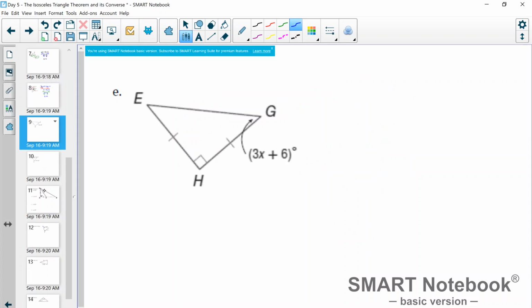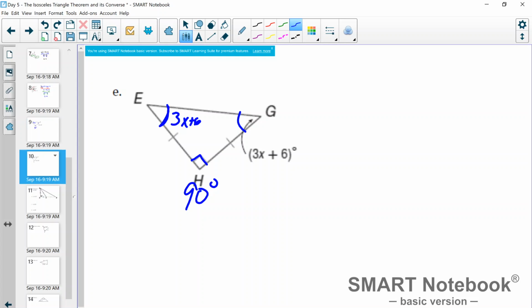And we can keep going through. It's going to be the same thing. Here we have two sides are the same, so this angle and that angle are the same, meaning I can plug in 3x plus 6 over here. Little square in the corner tells me we have a 90-degree angle here. If I add up all three angles, I'm going to get 180 degrees. So 3x plus 6 plus 3x plus 6 plus 90 equals 180. Solve for x.